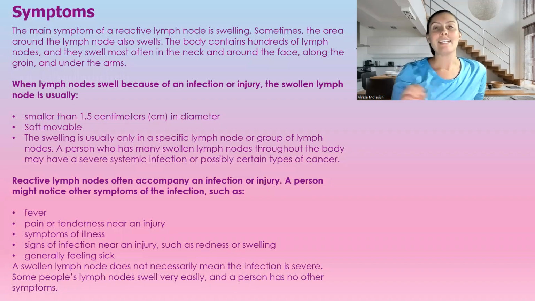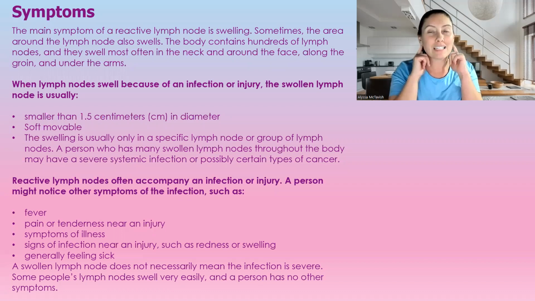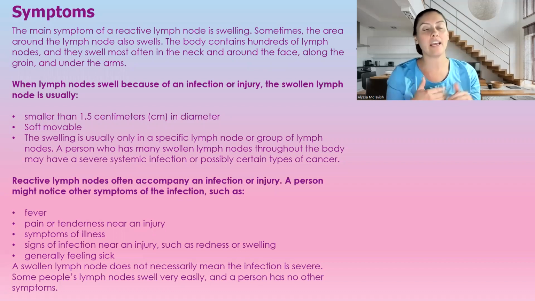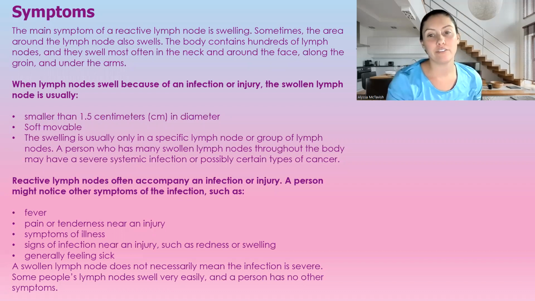So the main symptom of reactive lymph nodes is swelling, okay? Swelling of the actual lymph node, but they can also have swelling around the tissue on the outside of the lymph node too, okay? The body contains hundreds of lymph nodes. Most often swelling is in the neck, around the face, behind the ears, the groin, and under the arms, okay? That's where we have a lot of lymph nodes.